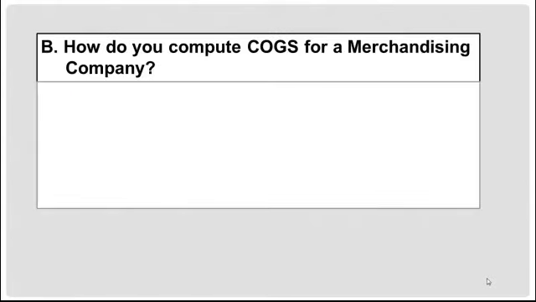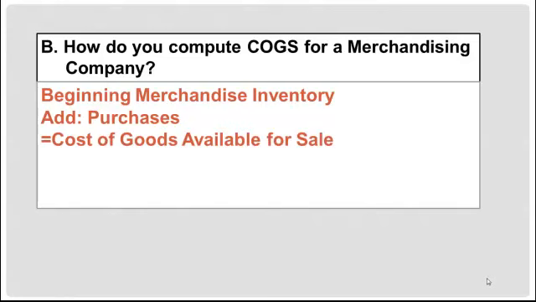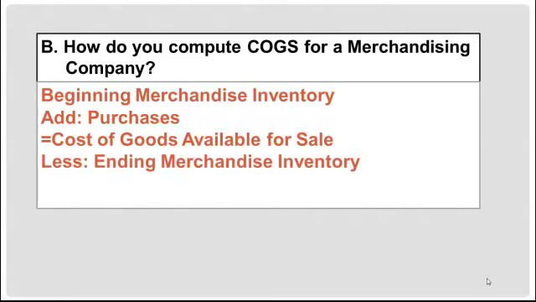Now let's review what you learned in your first accounting class. How do you compute cost of goods sold for a merchandising company that is a retailer? And if you'll remember, you prepared a schedule that began with beginning merchandise inventory. You added to that purchases of merchandise inventory to get cost of goods available for sale. You then subtracted ending merchandise inventory and you got cost of goods sold. So this is a basic schedule you've learned before.